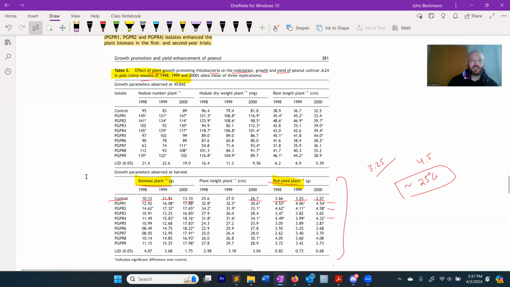Oh, you're seeing biomass. So you're seeing if one's consistent. So PGPR1, for example, that gave increase in pod yield and also did biomass. Yes, I agree with that. So if this is increasing, you typically see maybe a pattern here increasing. What else do you see?